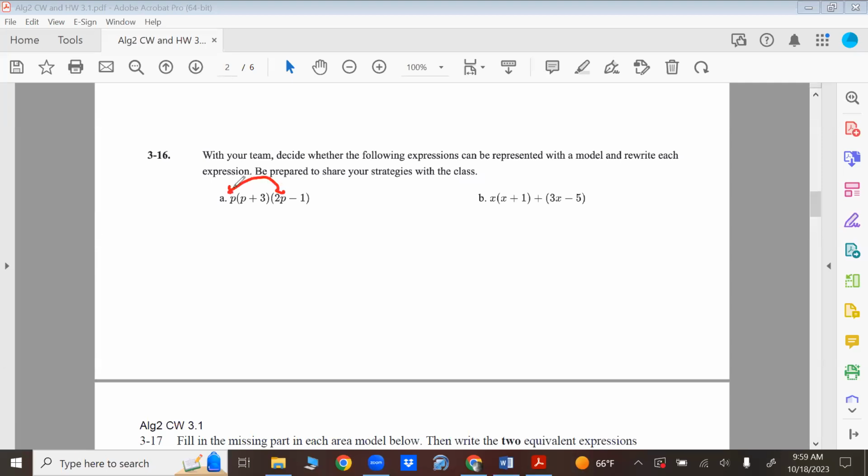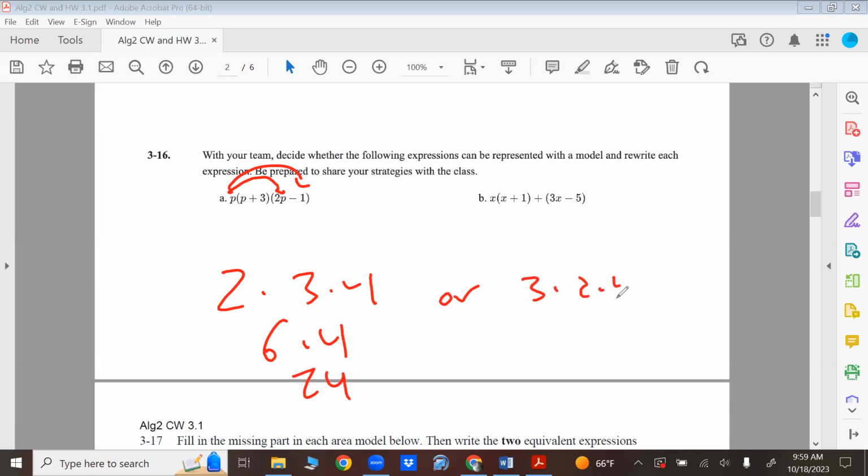Because, for example, what if I have 2 times 3 times 4? How'd you work that out? You did 2 times 3 times 4. What would you get, guys? What's 2 times 3? 6. Times 4, 24. Or you could have done this: multiply the 2 and 4 together, and still get 24.